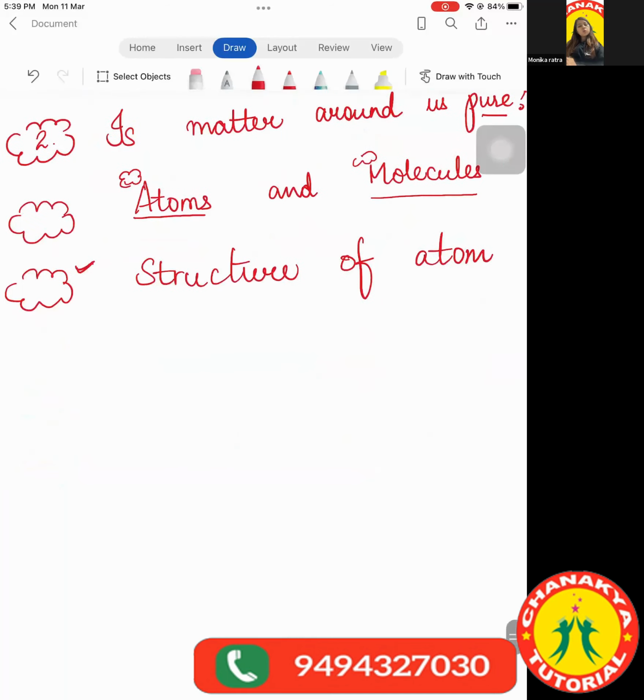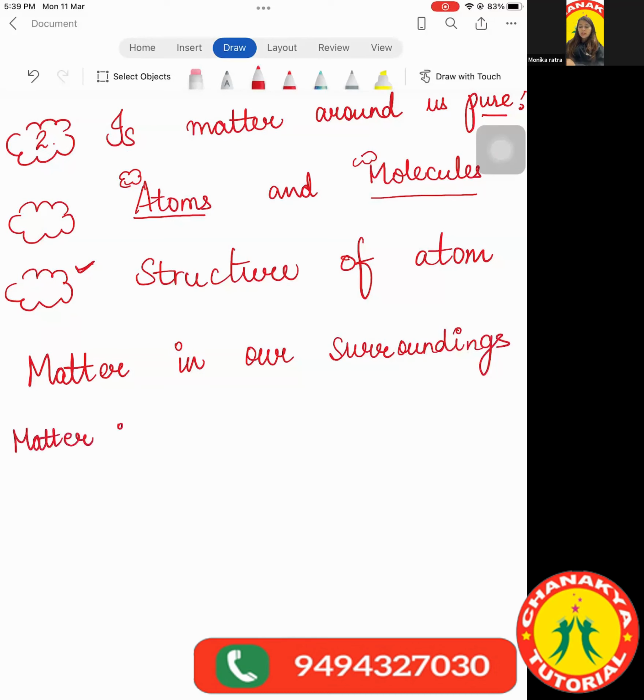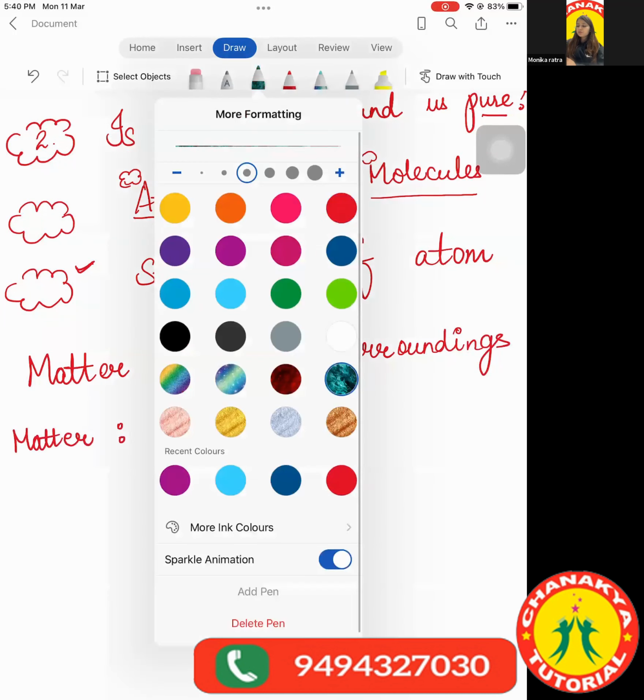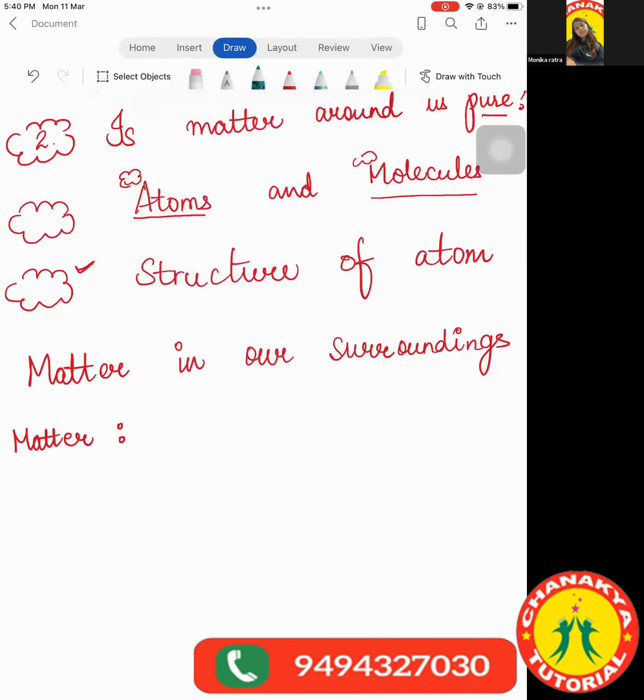So let us begin with the first chapter, which is Matter in Our Surroundings. Can anyone amongst you tell me what you think could be matter? You must have studied it in one of your classes sometime. You may raise your hand or I will ask randomly. Yukta, can you tell me what is matter? Matter is something which has mass and occupies space.